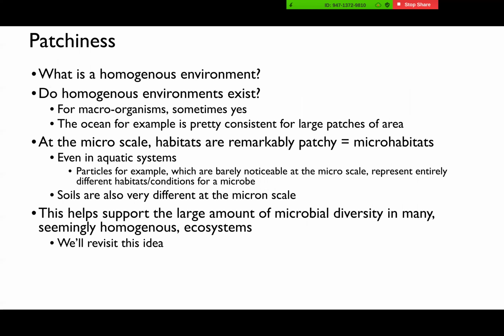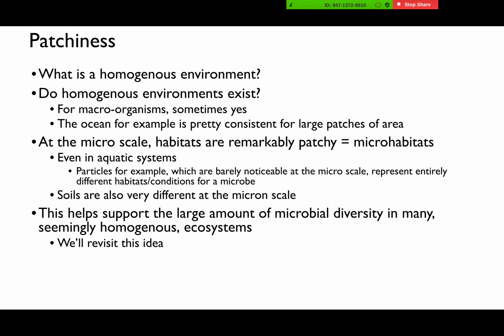But how does being small matter? The way being small matters for microbes is the patchiness of a habitat. And so the question we can ask is, what is a homogeneous environment? The answer is an environment that is the same throughout, right? No matter where you go, you have the exact same set of environmental conditions. The question you should ask yourself next is, does a homogeneous environment exist in nature?